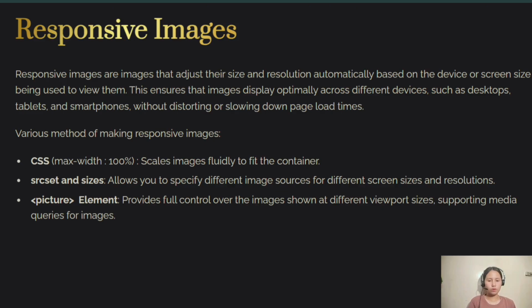Then let's proceed to responsive images. Responsive images are images that adjust their size and resolution automatically based on the device or screen size being used to view them. This ensures that images display optimally across different devices, such as desktops, tablets, and smartphones, without distorting or slowing down the page load times. There are various methods of making responsive images. The first one is CSS, the second one is srcset and sizes, and the third one is the picture element.